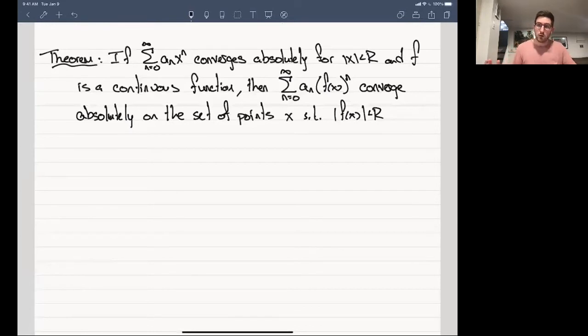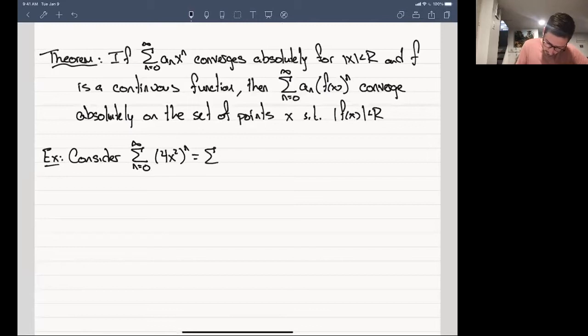But how does this work, right? This is an abstract theorem. This can greatly simplify things. This can make our lives very nice. So for example, let's consider the following series, the sum from n equal to 0 to infinity of 4x squared to the power of n, which, if you wanted to break this out, maybe I could fool you a little bit and say that actually this should be the series of 4 to the n, x to the 2n.